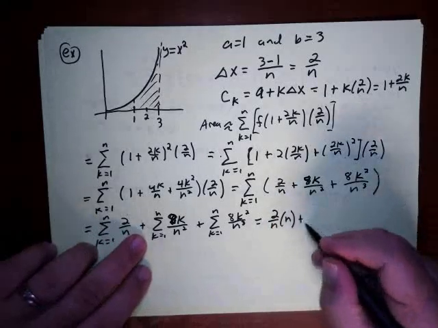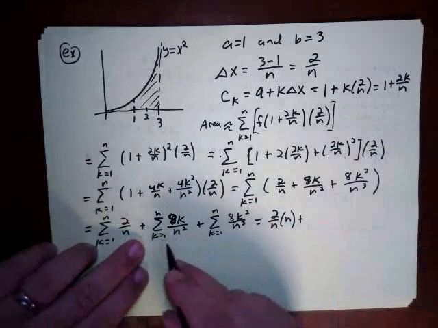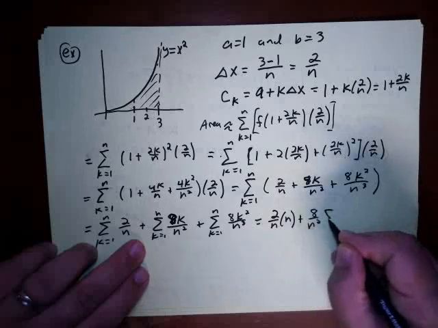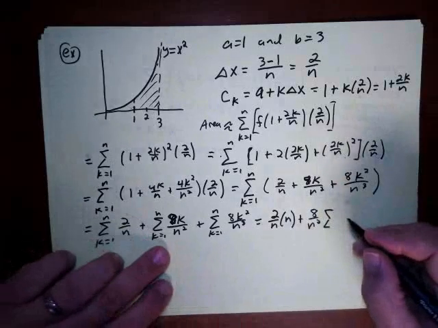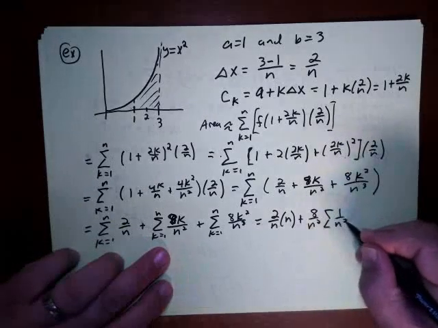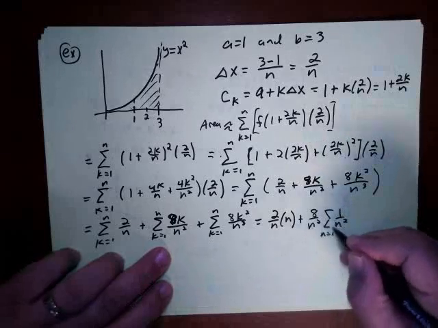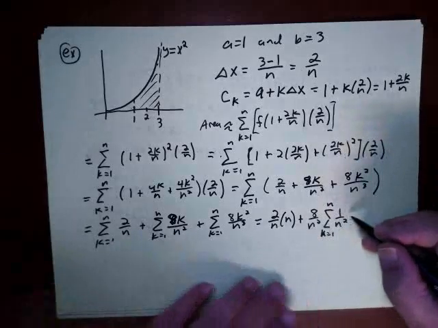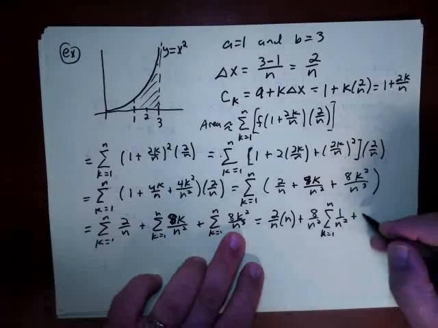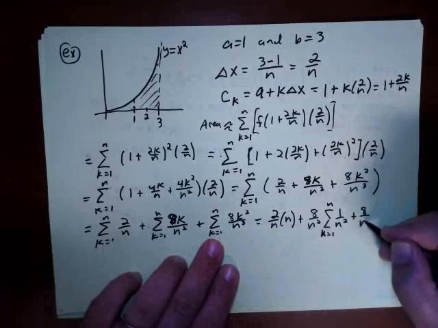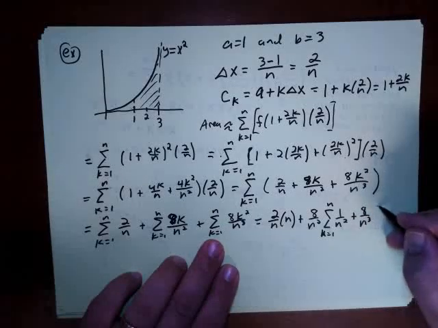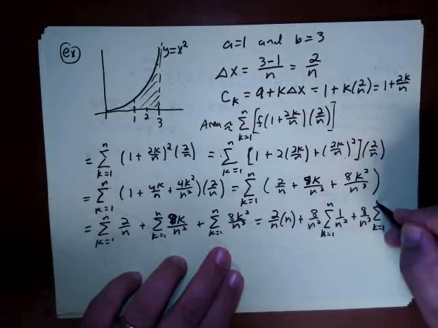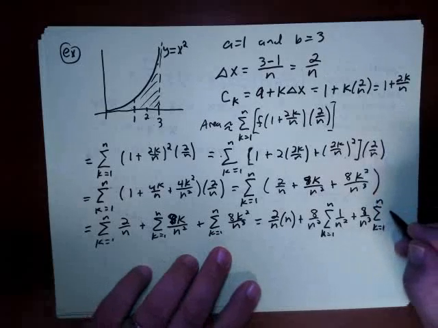Okay, now for this one, I'm going to pull out 8 over n squared, and I'm going to be left with the sum of k, k equals 1 to n. And then this one I'm going to take out 8 over n cubed, and then I have the sum k equals 1 to n of k squared.